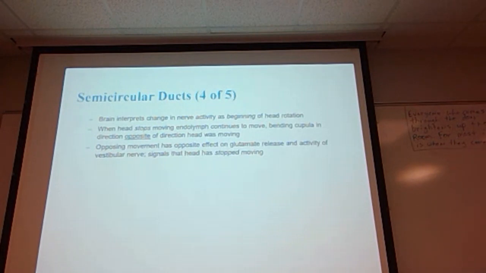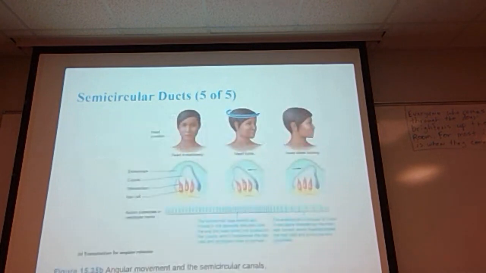When the head stops, the movement of endolymph will continue to bend the cupula in the direction opposite of the direction the head was moving. So if your head was moving to the right, then the cupulas are being bent to the left. Opposing movements have the opposite effect on glutamate release and activity of vestibular cells. Those will then signal the head has stopped moving.